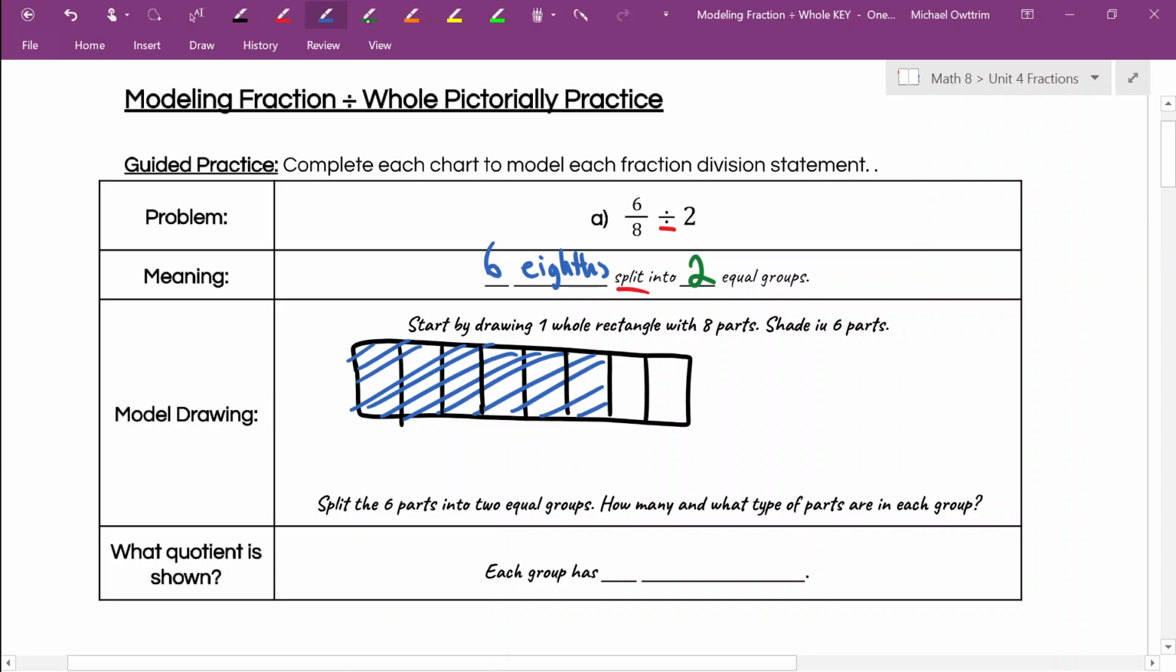Now we want to split those into two equal groups. Well, 6 of anything split into two equal groups would make 3 items in each group. And we can see that if we split into two equal groups, group 1 and group 2, we do in fact have 3 items in each group. What type are those? Well, what type is each of these pieces? Each of these pieces is still an eighth of the whole. So each group has 3/8, and we'd say that our solution here is 3/8.